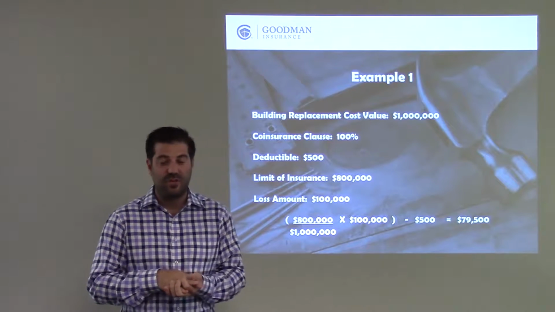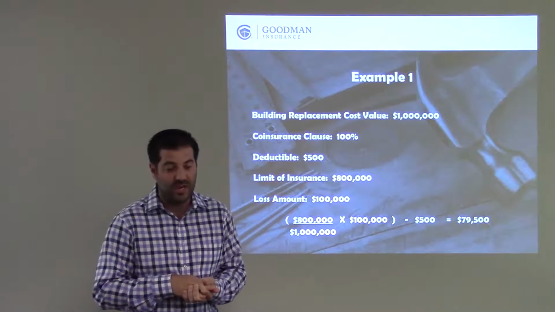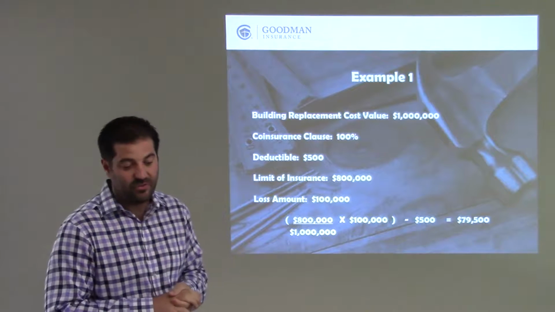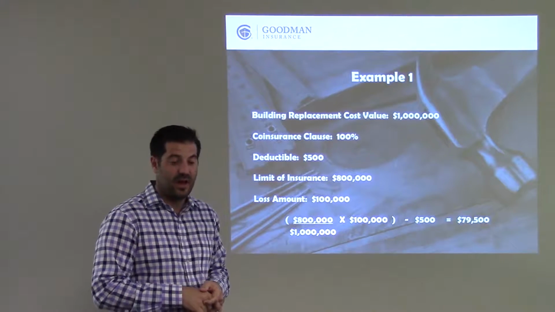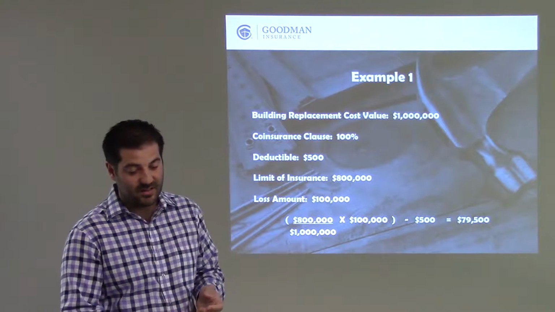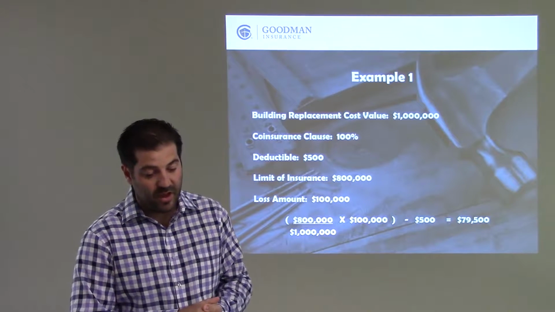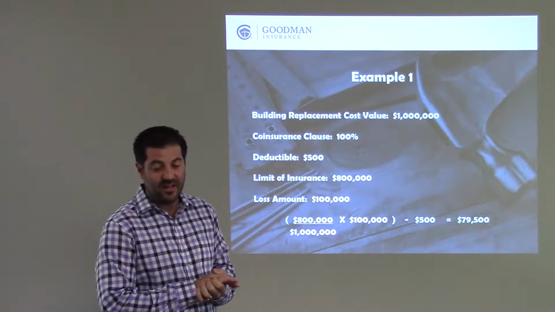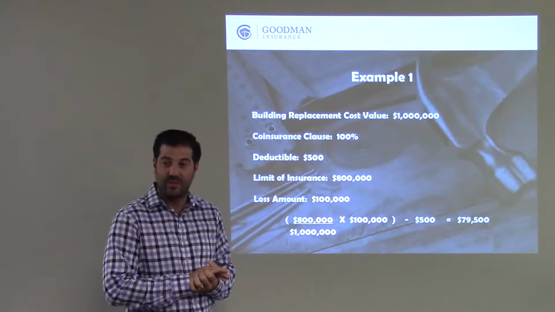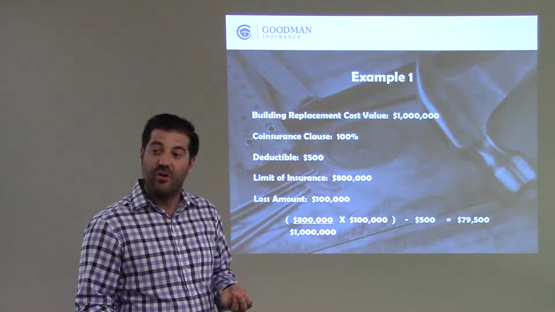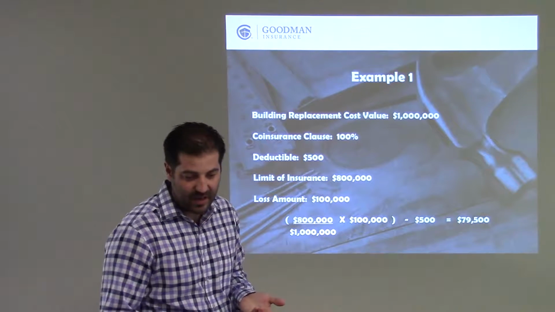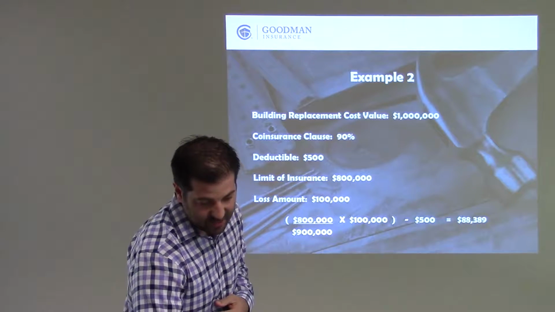Say that the limit of insurance that the insured actually purchased was $800,000, right? And the loss is $100,000. Take the $800,000 divided by the million, times $100,000, minus the deductible. They are going to only get paid out $79,500, even though the loss was $100,000. So they're getting penalized basically 20 grand for underinsuring the building. Okay. Let's take the next one.